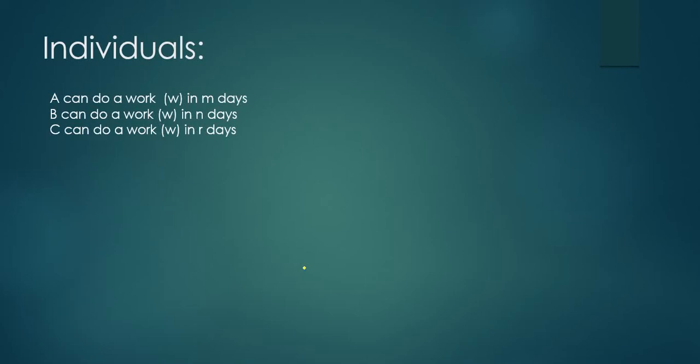So coming to individuals, A can do a work in M days and B can do a work in N days. C can do the work in R days. Okay, it means if A takes M days to complete a work, in one day he will do how much part of the work? A's 1 day work equals 1 by M.